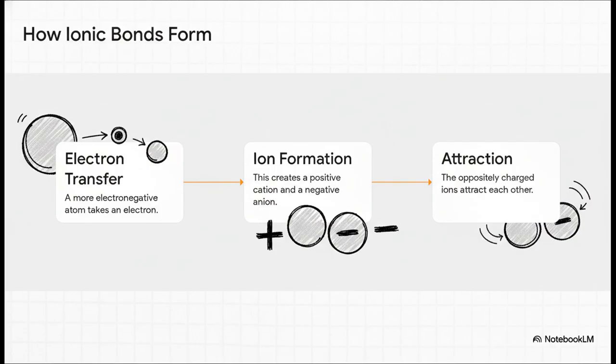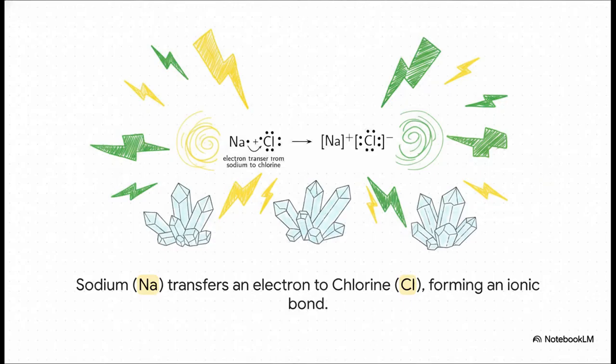First, the transfer. The strong atom grabs the electron. Second, you get ions. The atom that lost an electron becomes positive, and the one that gained it becomes negative. And third, attraction. Positive and negative are drawn to each other like magnets, and that powerful force is the ionic bond.